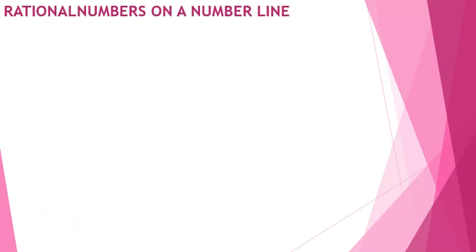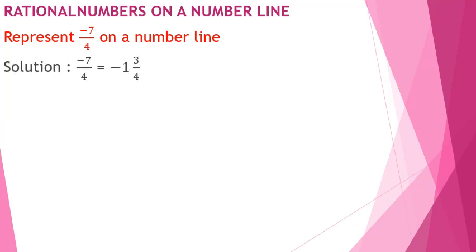Next is rational numbers on a number line. That means how to represent the given rational number on a number line. For example, represent minus 7 upon 4 on a number line. Minus 7 upon 4 can be written as minus 1 integer 3 upon 4. That means minus 7 upon 4 lies between minus 1 and minus 2.